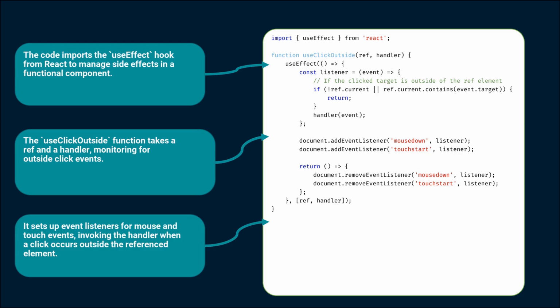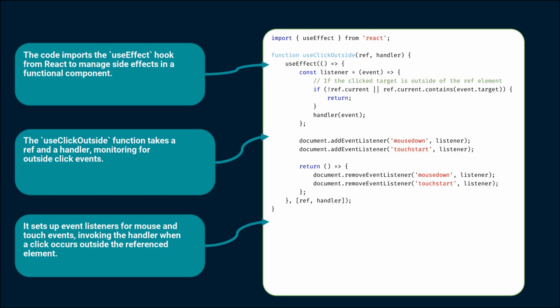Next, we use the useEffect hook to set up our event listeners for mousedown and touchstart. This ensures that the hook works effectively on both mouse and touch devices. When the component mounts, we define a listener function that checks if the click target is outside of the element referenced by ref. If the click is outside, the handler is executed, allowing us to trigger specific behavior, such as closing a dropdown or modal.